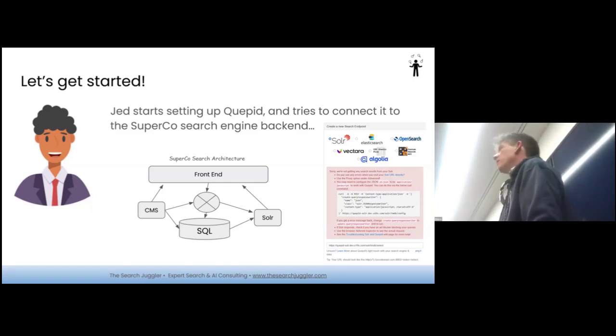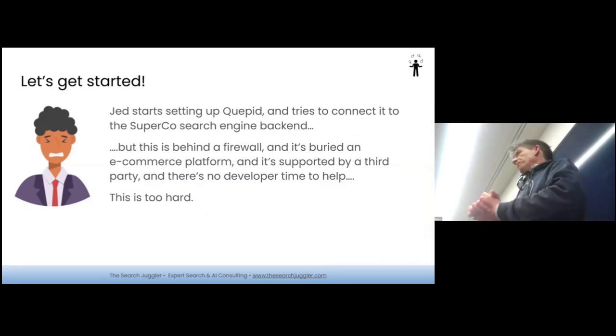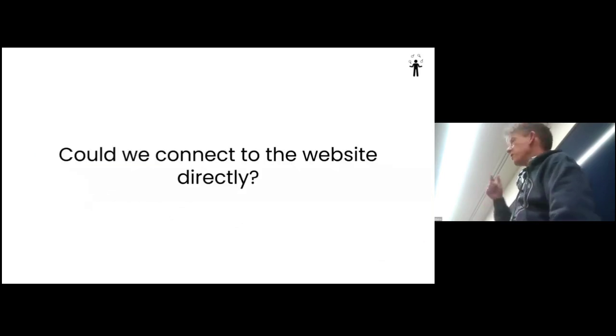So it gets hard. And I've seen this in reality. It can take two or three weeks just to get people to hook this stuff up. So that kind of easy to test, easy to get started with thing has kind of gone away. So it's difficult. And you may not even have access to the actual search backend. There may be an e-commerce platform managing it all. There's no developers available. And all, this is too hard. And I've seen this quite a lot. So I began to think about, is there a way to make this process easier? Could we actually connect to the website or the front end, the search results everyone sees? Can we do that directly?